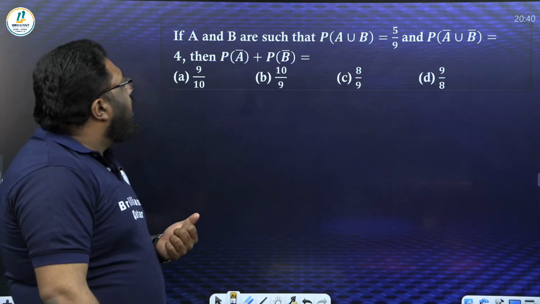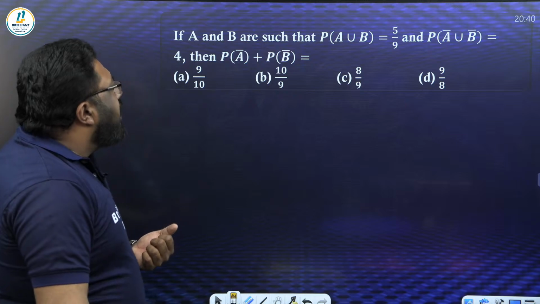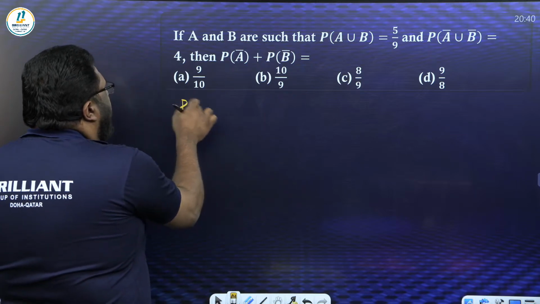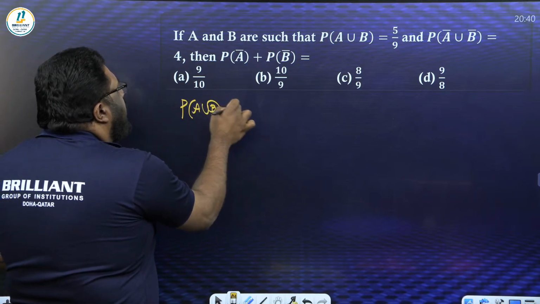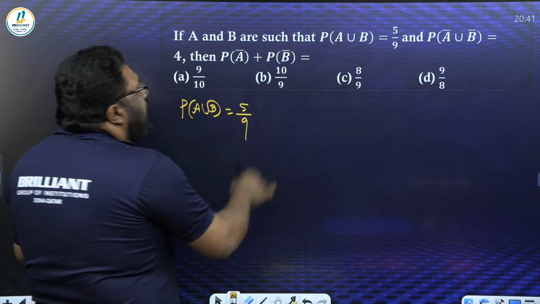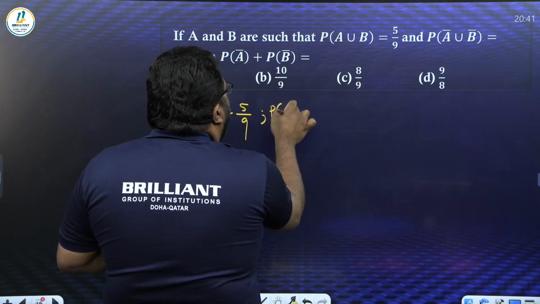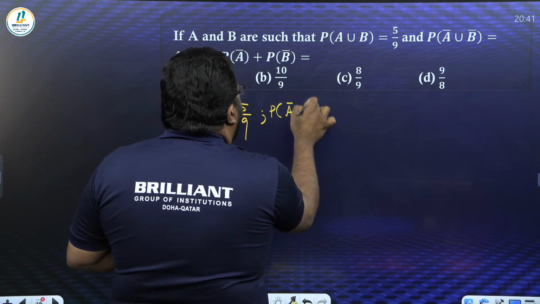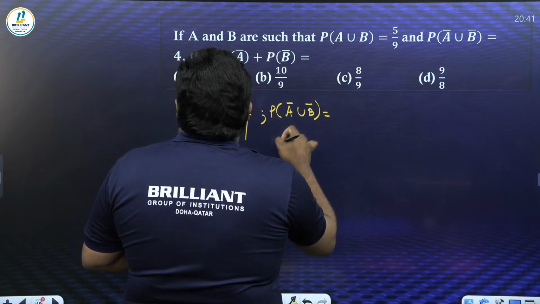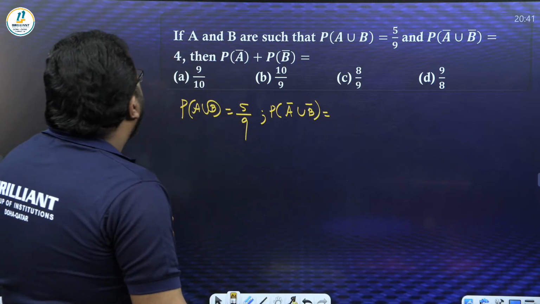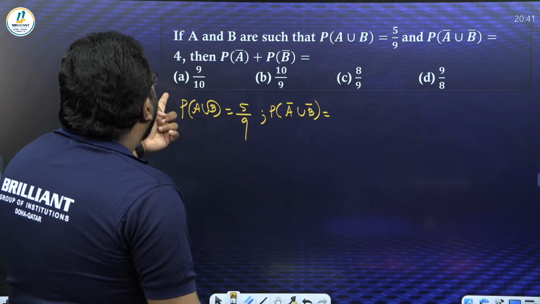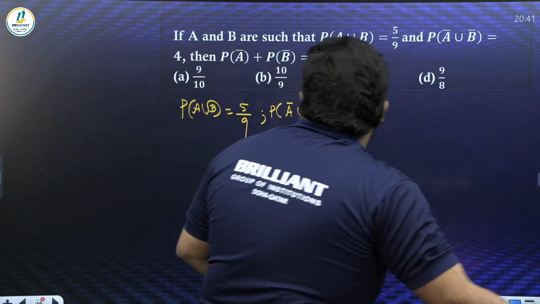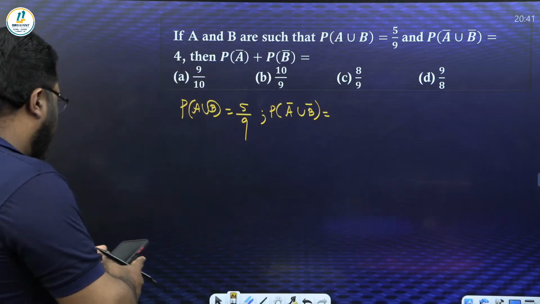A and B are such that P of A union B is given. Okay, P of A union B equals 5 by 9. They have given P of A complement union B complement equal to 4. I think the value is wrong. Let me just check that value once. P of A complement union B complement.